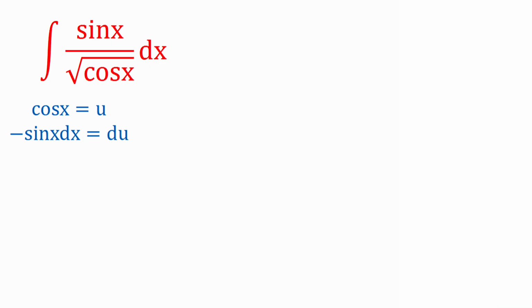But what do I observe in the problem statement? I'm seeing sine x dx. It's missing a negative sign. I'll put one in the numerator and another one outside the integral to balance it. Now du is correctly formed.